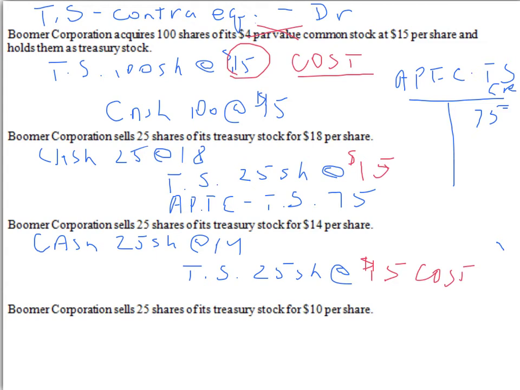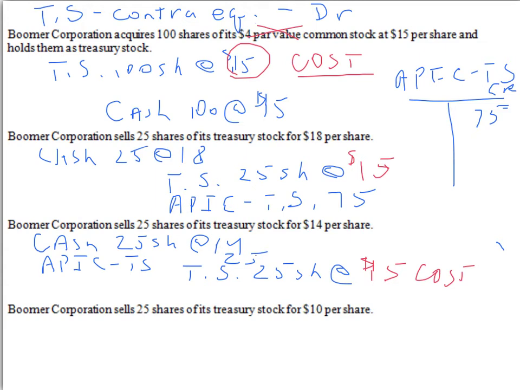I paid $15 a share, and now I was able to only sell it for $14 a share. I am now short. I don't have enough debits. That's the time where I get to use my additional paid-in capital, when I could not sell my Treasury stock for more than what I purchased it. So Treasury stock, and it's going to be 25 shares at $1 a share difference. So $25 right here that I'm short.